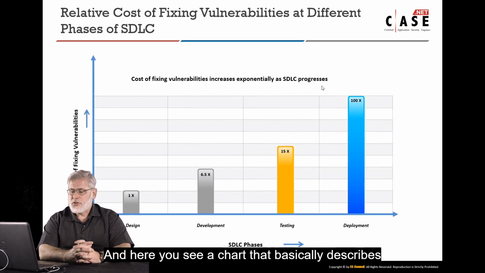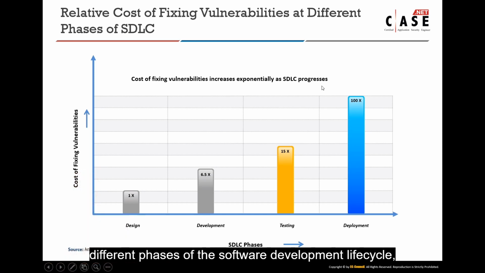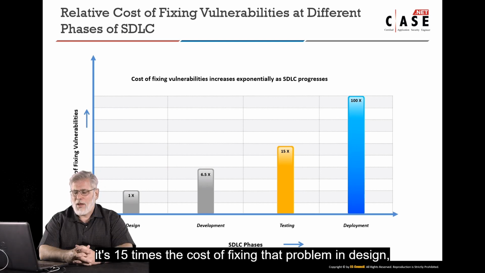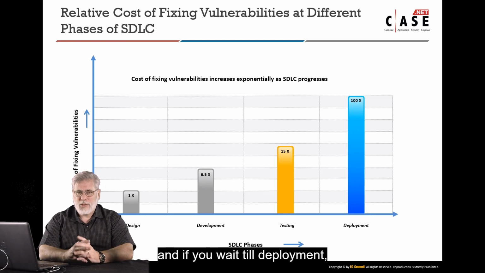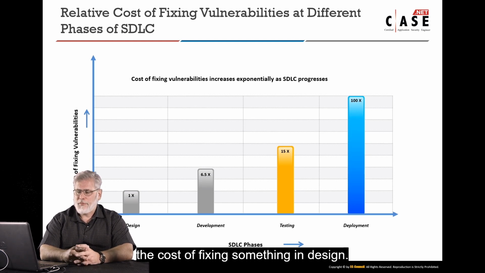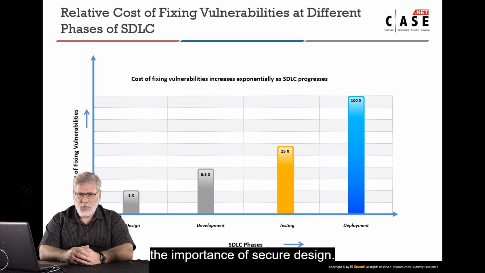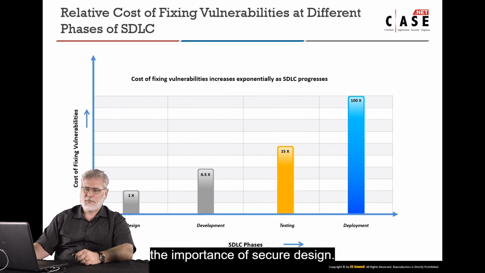Now here you see a chart that basically describes different phases of the software development lifecycle and how much it would cost to fix a vulnerability. And basically, if you wait till testing, it's 15 times the cost of fixing that problem in design, and if you wait till deployment, it can be 100 times or more the cost of fixing something in design. That alone should definitely emphasize the importance of secure design.